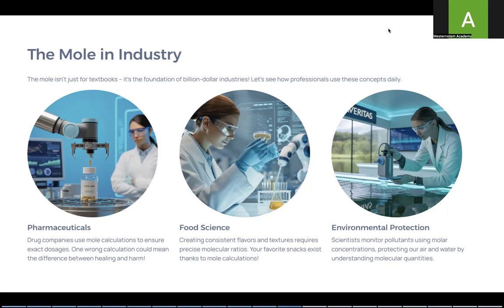What is the formula for calculating the number of moles? That's important. Now, let's look back at some industries that use the mole.